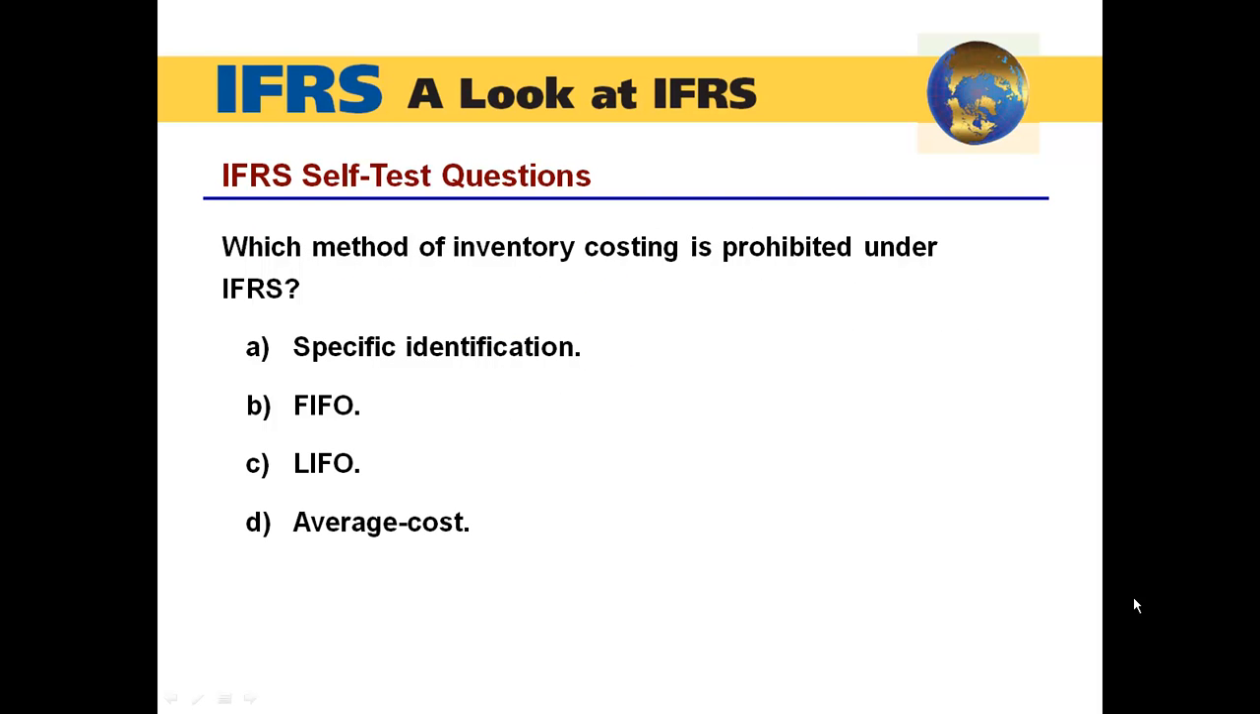Self-test question. Which method of inventory costing is prohibited under International Financial Reporting Standards? C. LIFO is prohibited. That's only allowed in the US. And primarily because of the tax advantage it provides in the short term under an inflationary economy. Higher cost of goods sold, lower net income, therefore lower corporate taxes using LIFO. That's a temporary phenomenon. It reverses itself over time as inventory is completely sold.